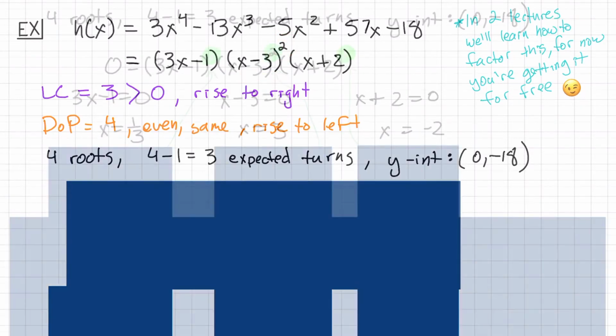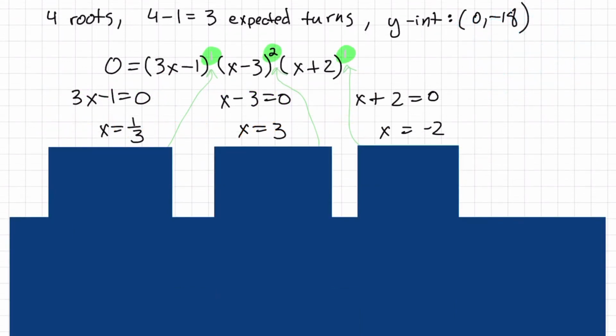So when I solve each of these factors for x to find the roots, this factor gives me a root of 1/3, x minus 3 gives me a root of 3, and x plus 2 gives me a root of -2. I misspoke. x plus 2 gives me a root of -2.